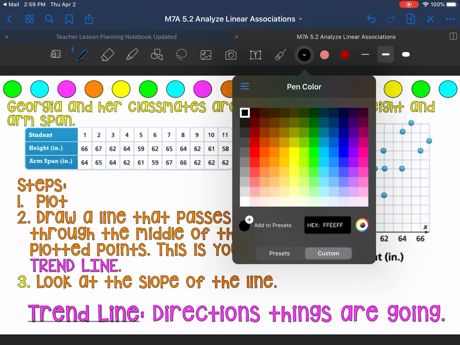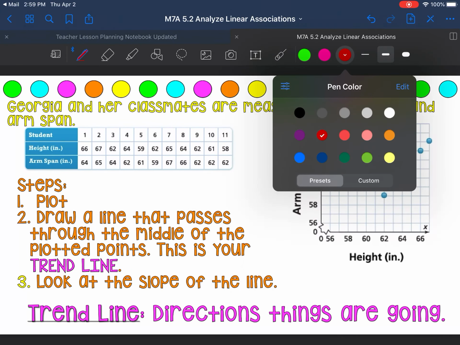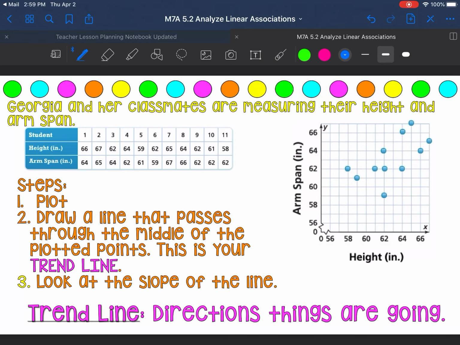All right, Miss Shelly's got to change some colors. We got to have some fun colors up in here. All right, let's do some bright green today. Let's also do a fun bright pink. And then our third color, if we need it, will be this blue.